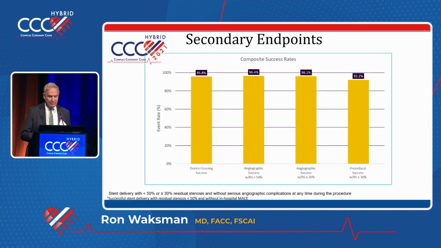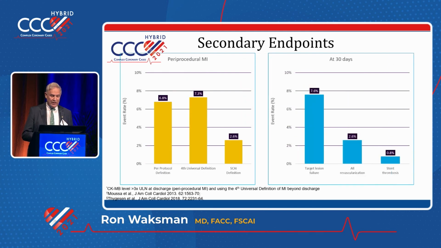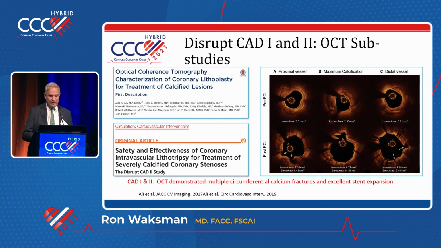These are the secondary endpoints with composite success rates of roughly 95%. It is very good for a treatment which is not atherectomy based, and it doesn't take much time and much pain to do it. These are some peri-procedural MI. They're also relatively very low. We see or tend to see more distal embolizations with atherectomy devices. And overall target lesion revascularization at 30 days was 7.6%, all revascularization 2.6%, and stent thrombosis only 0.8%.